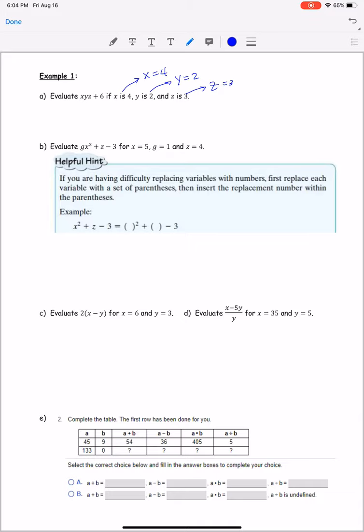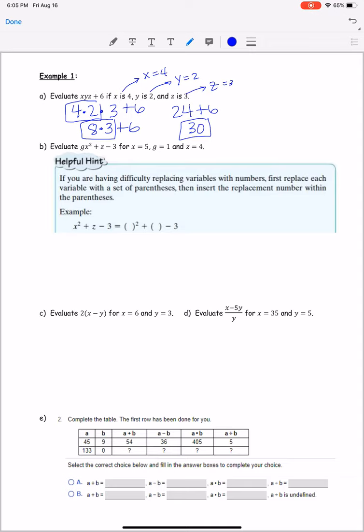So that means my x is 4, so 4 times my y is 2 times my z is 3. Okay, so that is your xyz, and it's xyz plus 6. So multiply. Right here, 4 times 2 is 8. Drop everything else down. 8 times 3 is 24. Drop down your plus 6, and 24 plus 6 is 30.